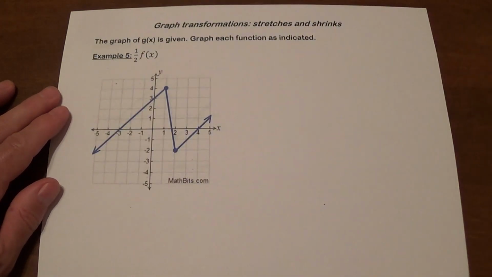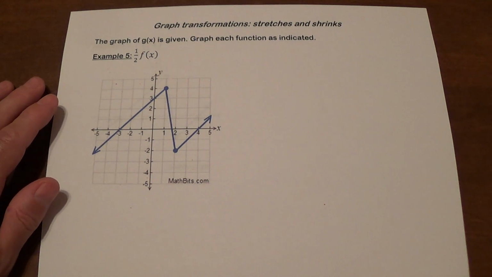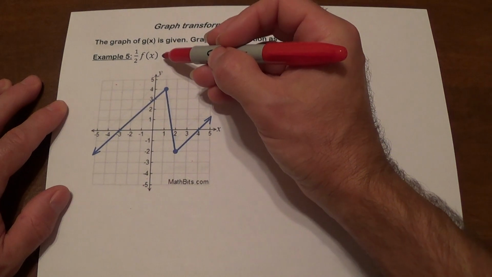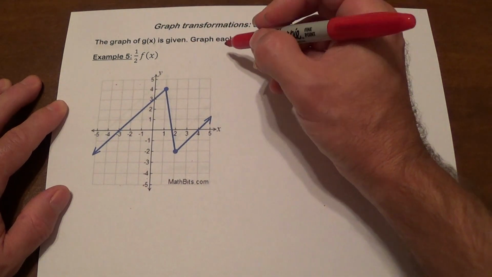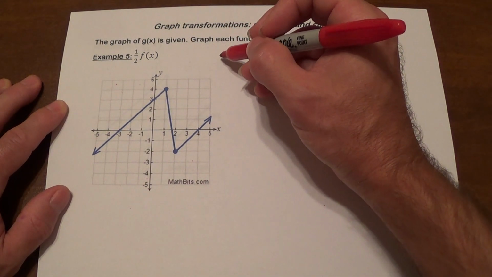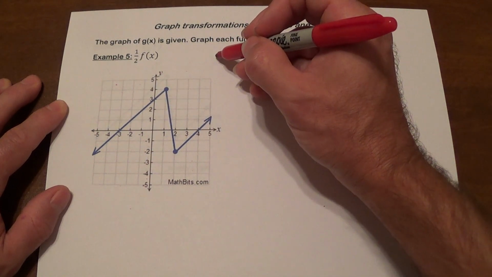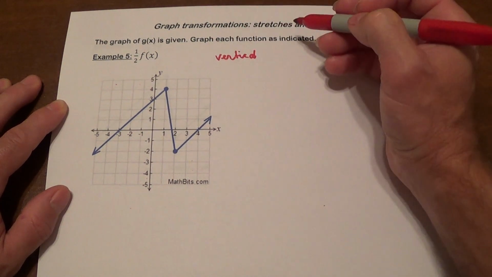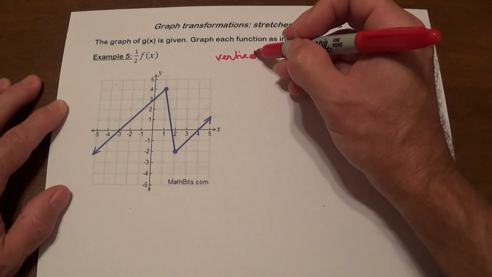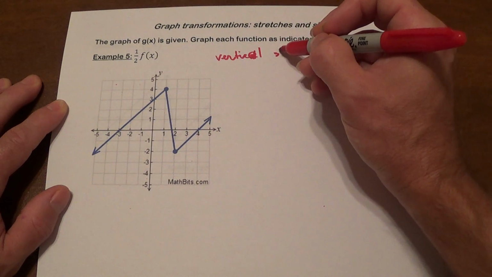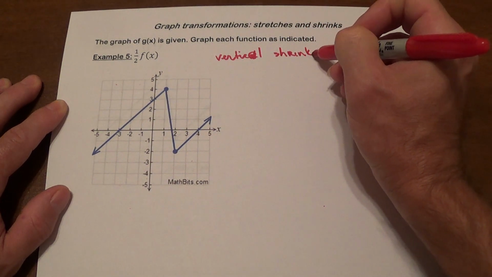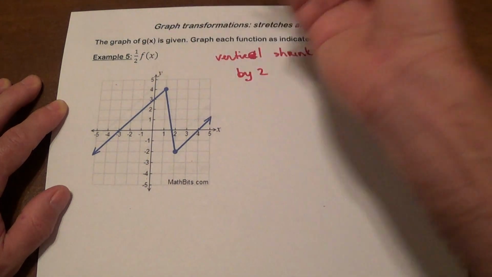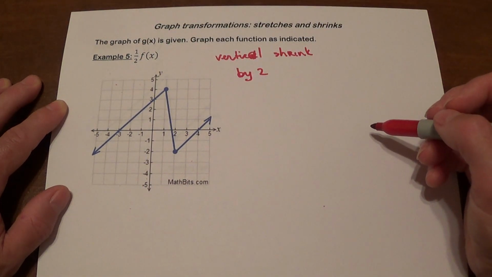Let's try to do it with some graphs that are not very specific, when I have equations, to see how this works. This is 1/2 f of x, so that will cause the graph to have a vertical shrink, because you multiply the function by a number less than 1. We do a vertical shrink by 2, so basically everything's going to be cut in half vertically.